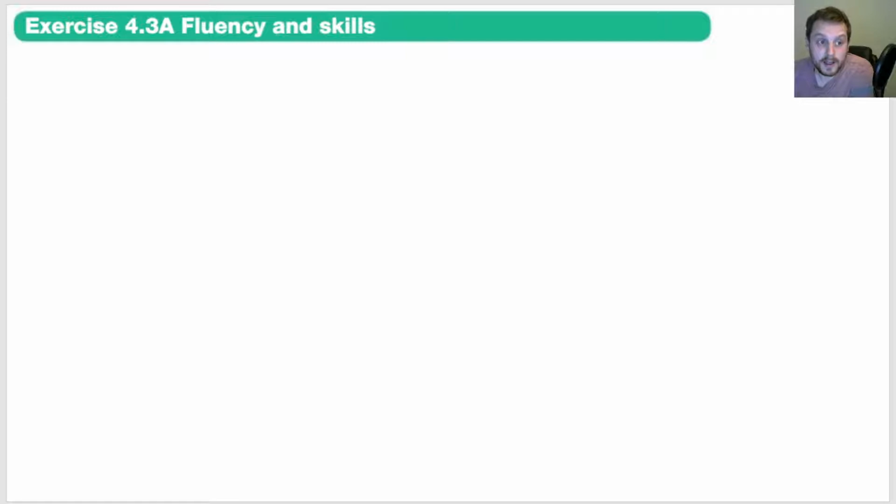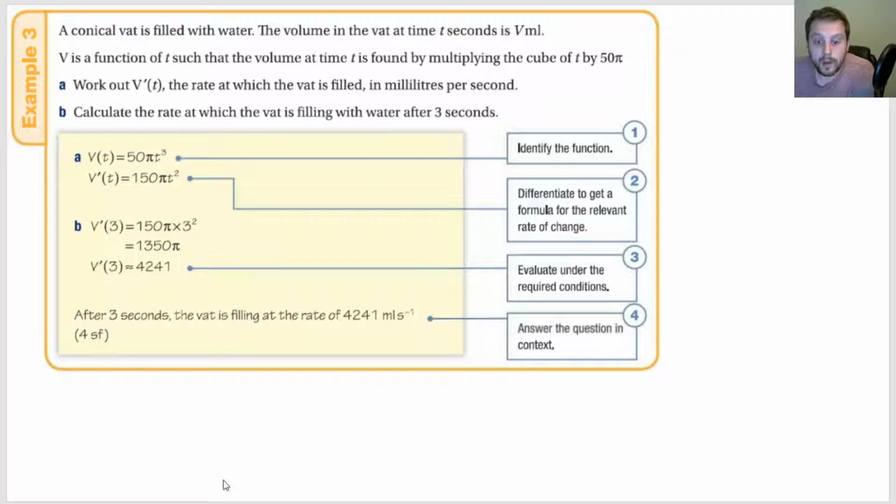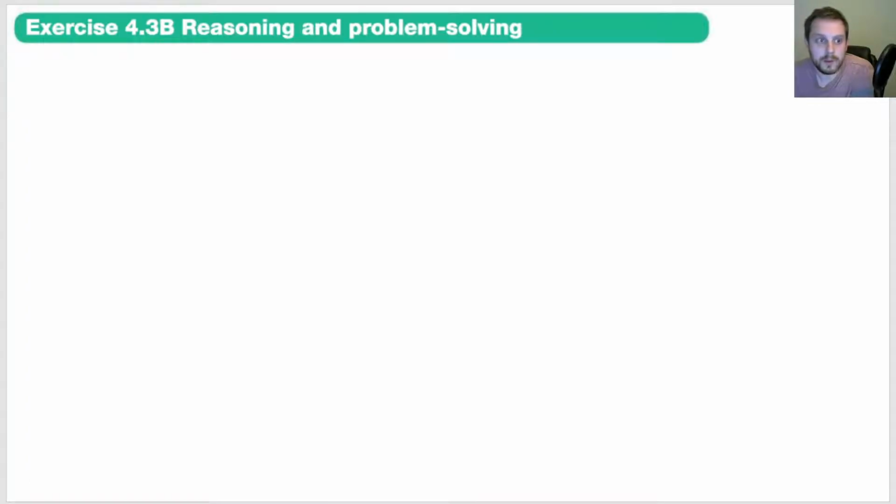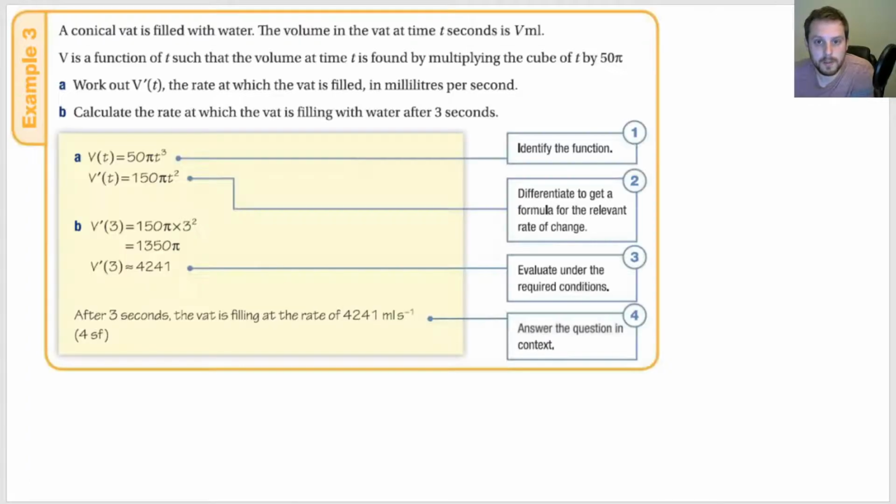That would have then been an opportunity to sit and do some work. And then we would have gone on to, this would probably have been the second lesson, page 97. I've got example 3 on page 97 and example 4 on page 98, and then I would be asking you to do exercise 4.3b.